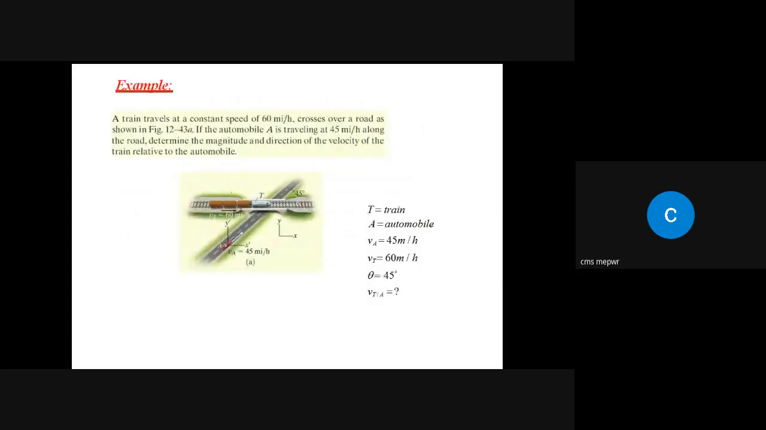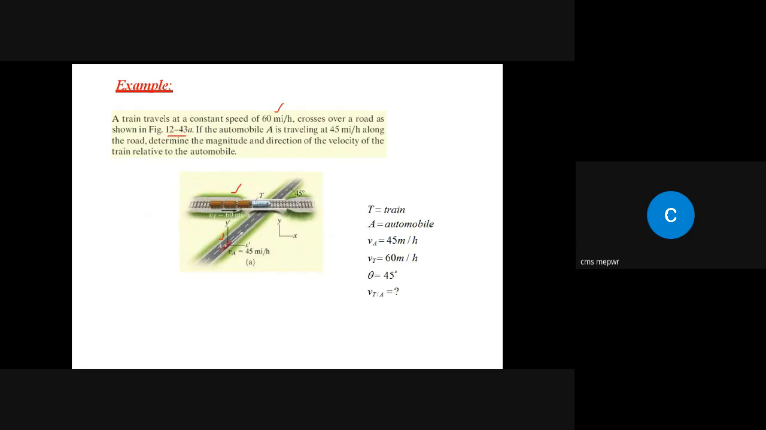So we are having a train, it is moving at a certain speed, and then we have an automobile, it is also having some speed. So a train travels at a constant speed of 60 miles per hour, crosses over a road as shown in this figure 12-43a. Again, this example is from R.C. Hibbeler book, chapter 12.